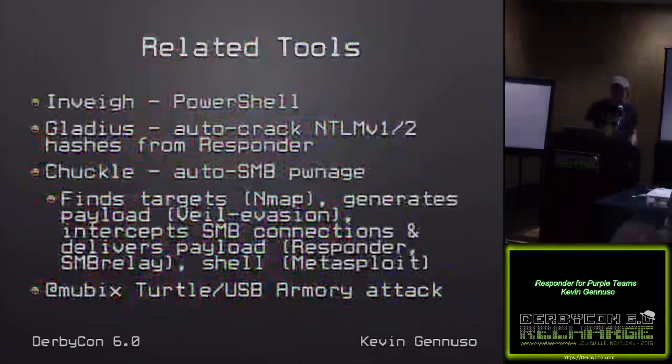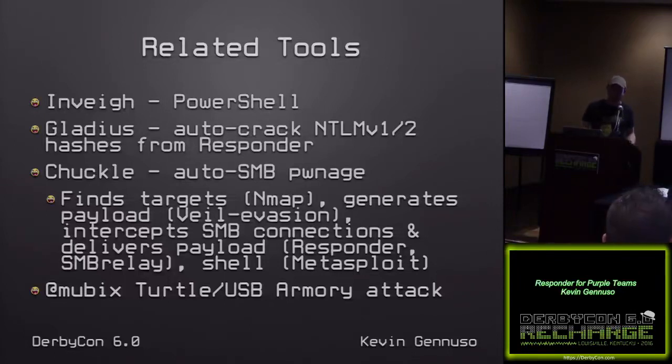So, some tools related to Responder. Envy is a PowerShell implementation of Responder, actively updated, being developed right alongside. Gladius is an auto-crack tool for Responder, so it'll essentially monitor the Responder file system, and anytime it sees a new set of hashes, it'll start cracking them, send them right over to John the Ripper, and let's just get to it.